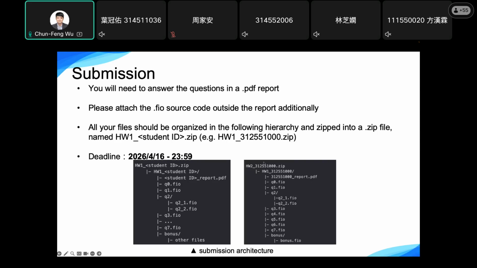And here are the submission details. You will need to answer the questions in a PDF report, and please attach your FIO setting code outside the report additionally. All your files should be organized in the following format, and you need to zip them into a zip file and name it as shown. The deadline will be one month later.